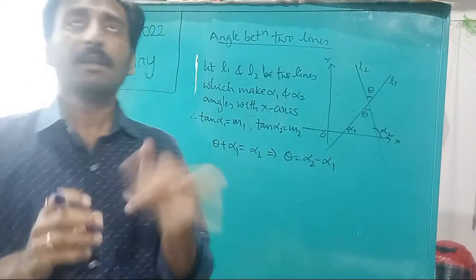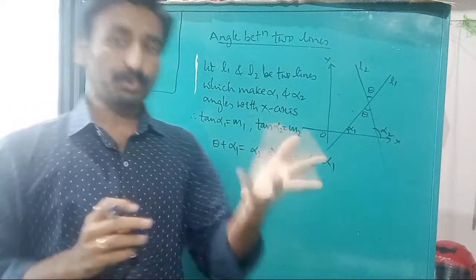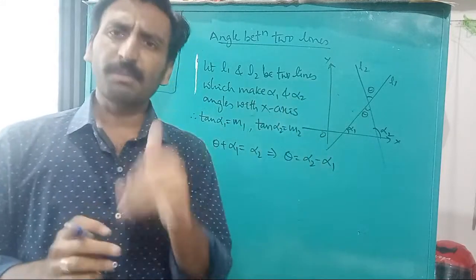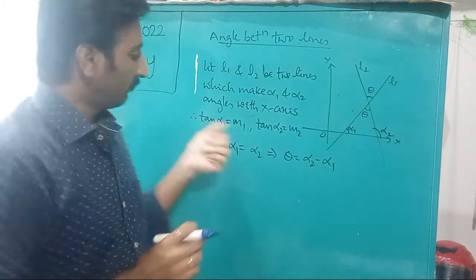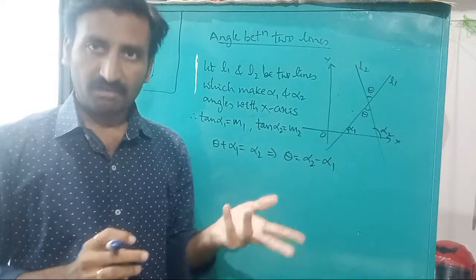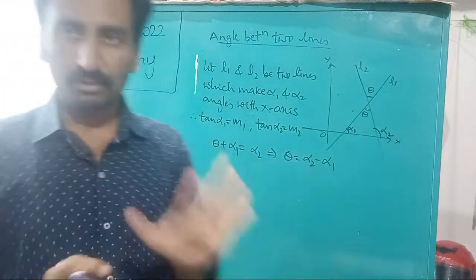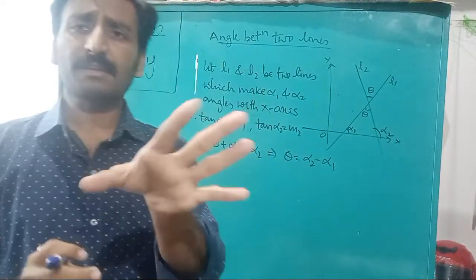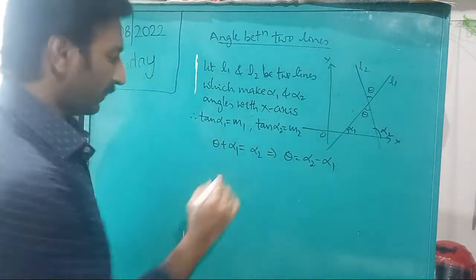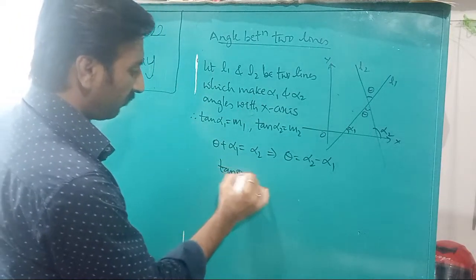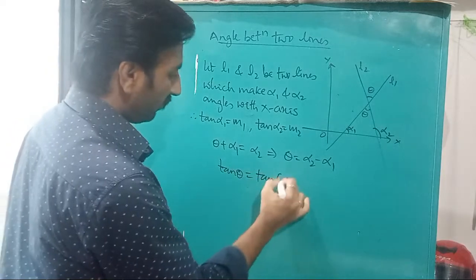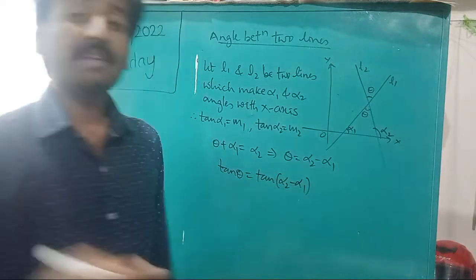What we have is the data, and based on that we have to use the formula. You should not ask, sir, why are you not using sine or cos? Because we do not know the value of cos. We know only tan alpha 1 and tan alpha 2, so we have to apply tan on both sides. It's very simple, completely mechanical. So tan theta equals tan of alpha 2 minus alpha 1.